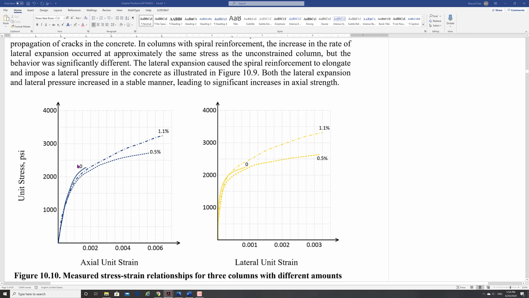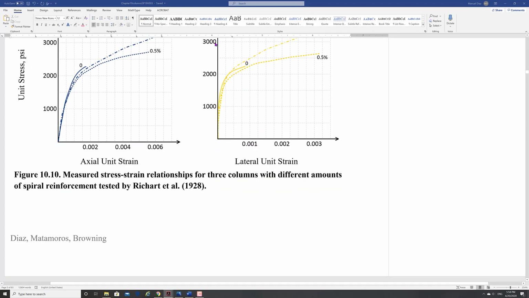Okay? Notice that if I don't put that spiral, I just use ties, this is my behavior. But if I put these spirals, I mean, look at my behavior. I mean, it got a lot better, right? Especially in terms of ductility. Okay, it got a lot better, right? And so this is your axial deformation in terms of strains, and this is your lateral. This is the Poisson effect, right? Your Poisson effect also does the same. Okay? So it's very good. So that's important to remember.